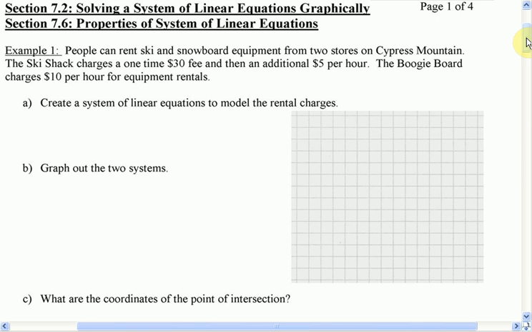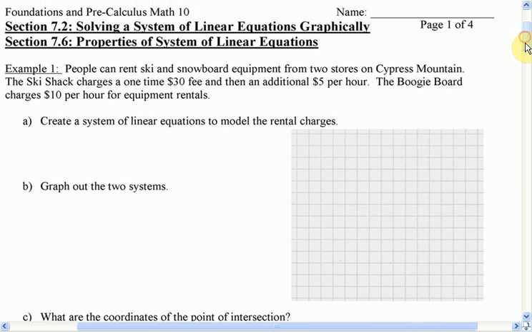Alright, so this is Foundations Pre-Calculus Math 10. I'm actually going to combine both section 7.2 and 7.6 together in our lesson today. We're going to solve systems of linear equations, and we're going to do this graphically. A lot of the stuff we've done in chapter 6, especially with graphing lines, you'll need again. I'm going to introduce this section to you by looking at this example.